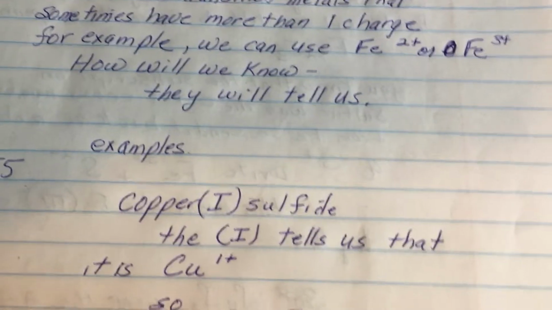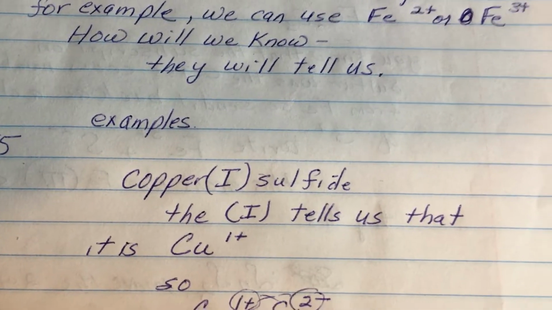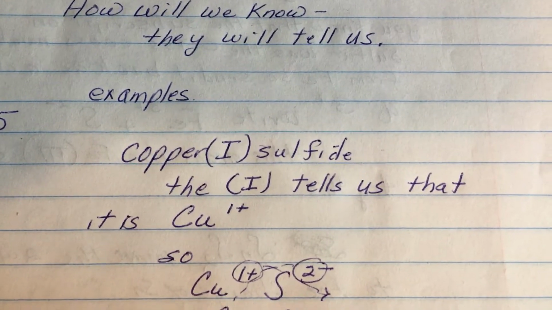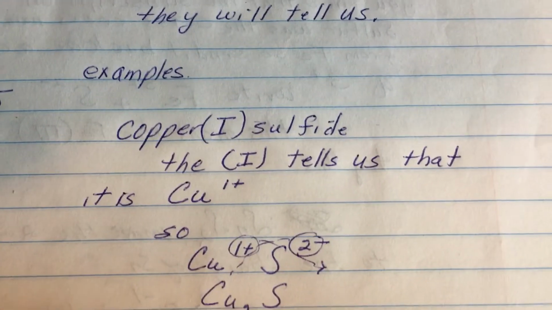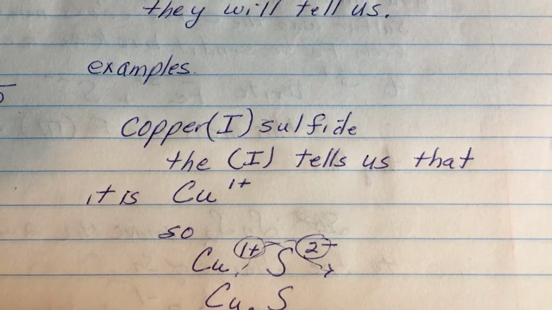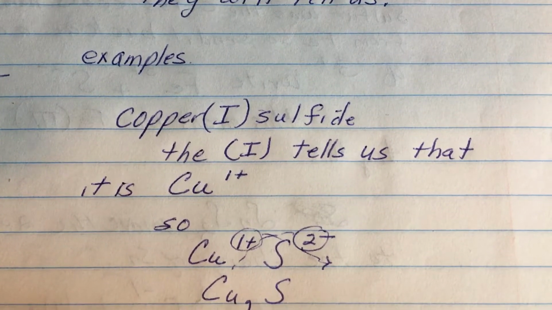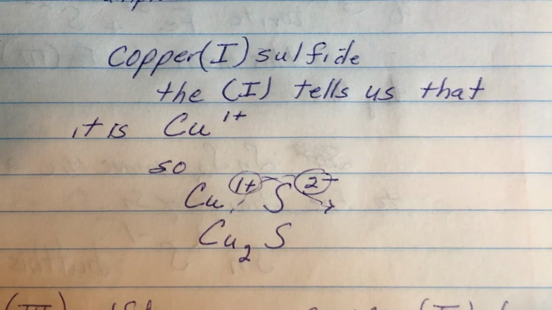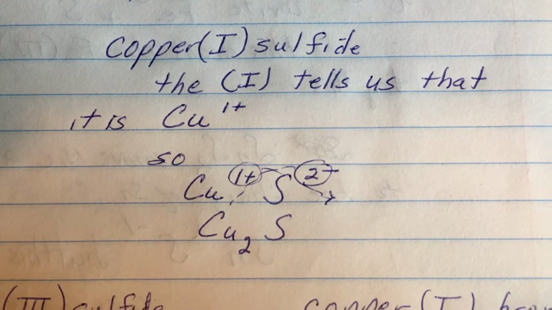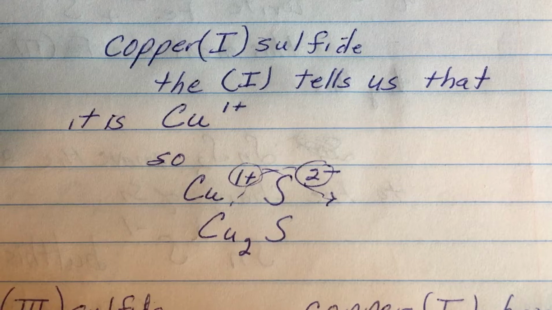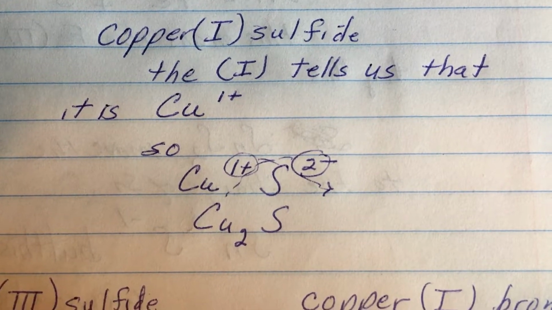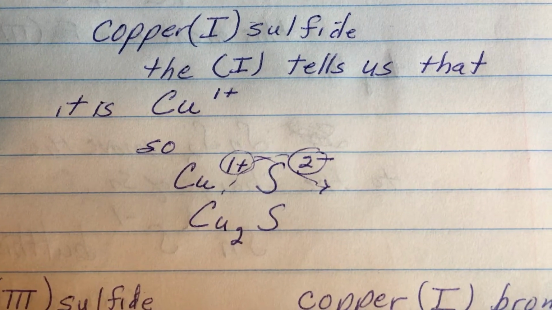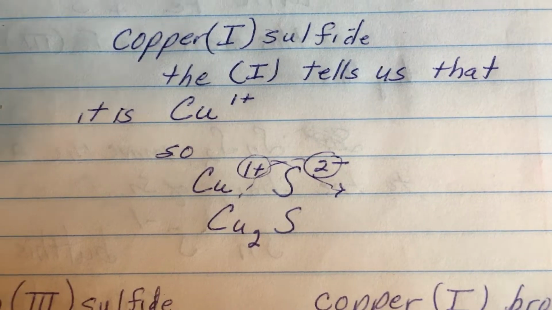Here's an example. They want us to write the formula for copper(I) sulfide. The Roman numeral I tells us that it is Cu+. So we write Cu+, S2-, crisscross just the numbers, and we end up with Cu2S.